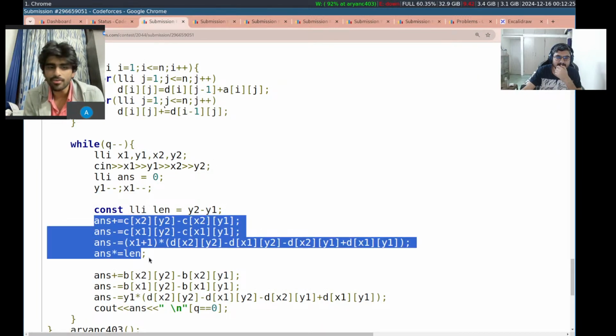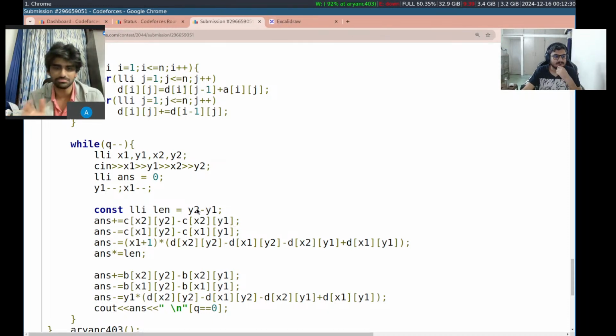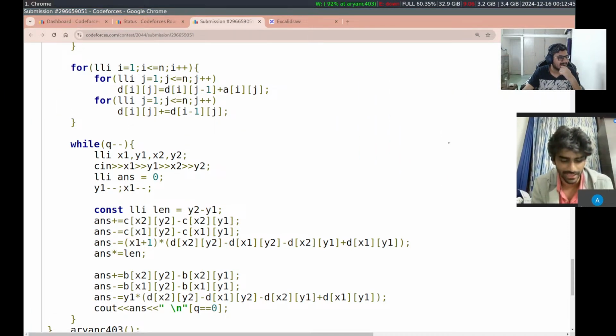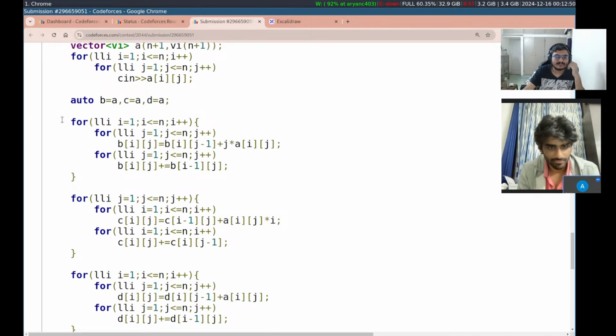So in problems like these, when you have three different 2D prefix sums or stuff like that, if you make a struct for this, you can make your code way cleaner. If you look at my solution, you'll understand what I'm saying. I think you were on the code when I was sharing.